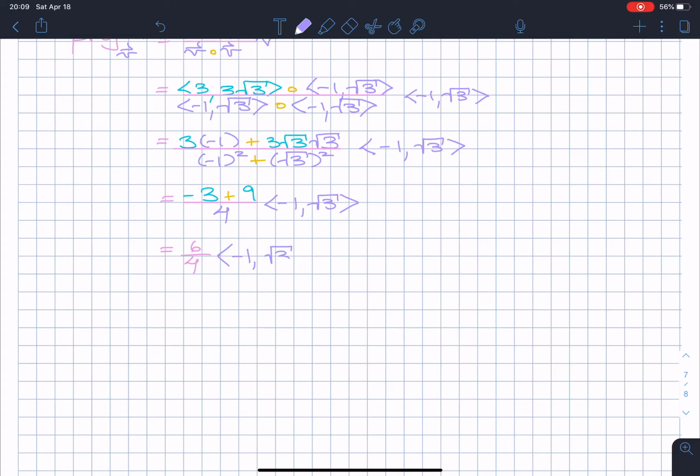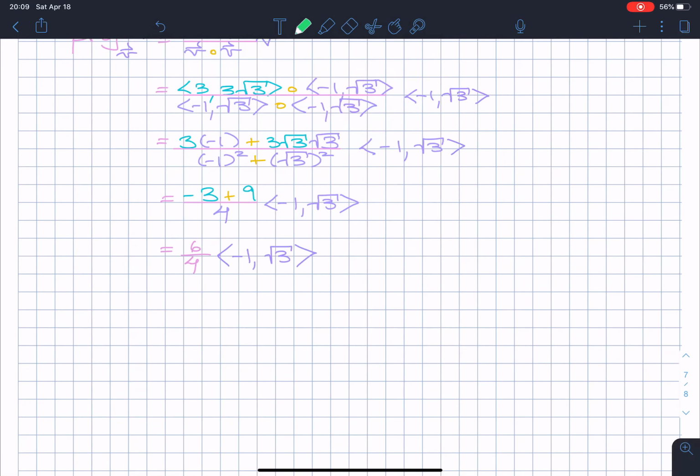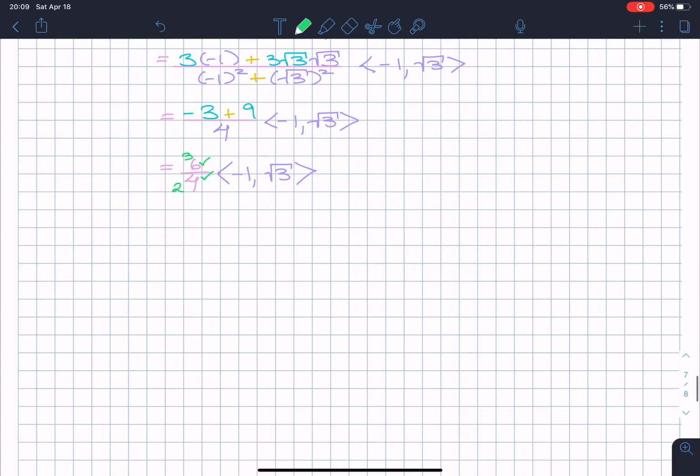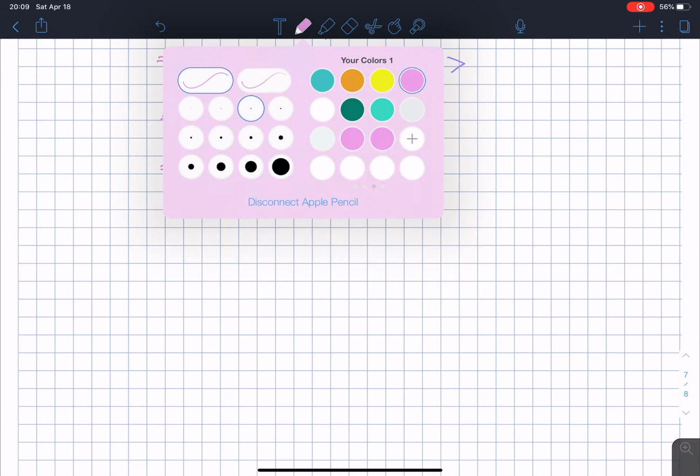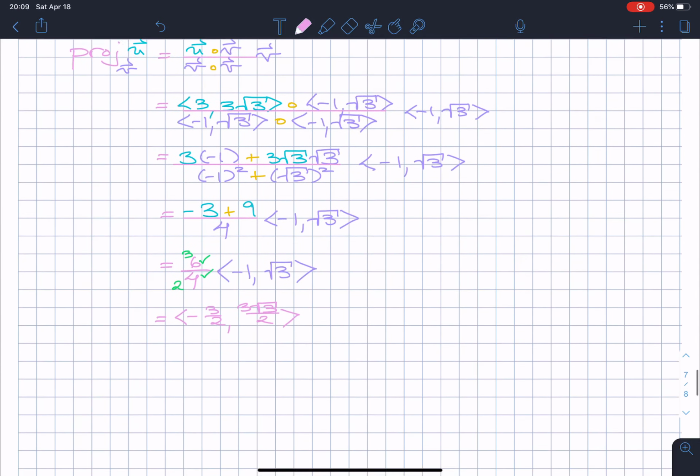But 6 over 4 reduces to 3 over 2. So let's show that. 3 over 2. So now let's distribute that 3 halves inside, and we get the vector negative 3 halves, comma 3 root 3 over 2. There we are. That is the projection as a vector of u onto v.